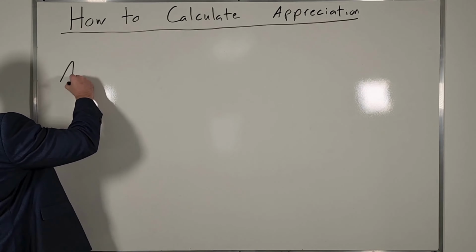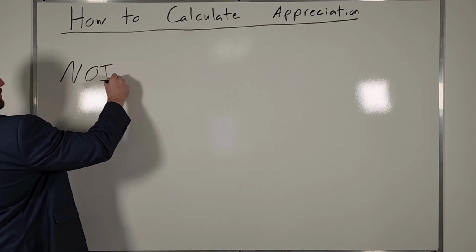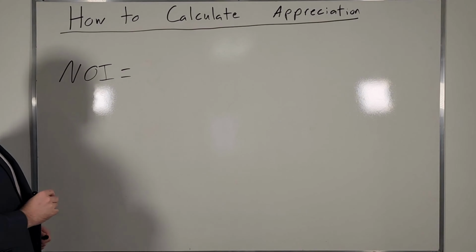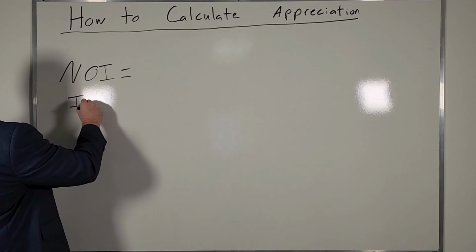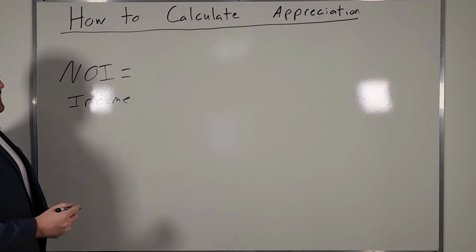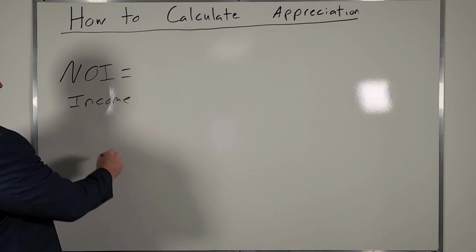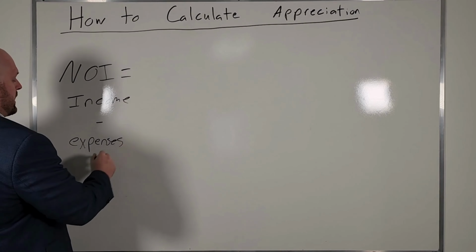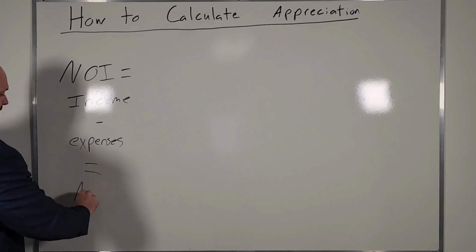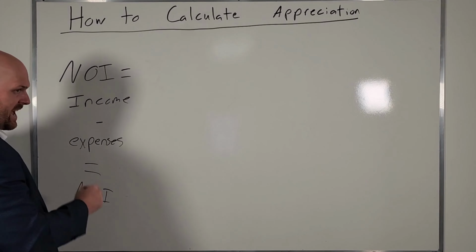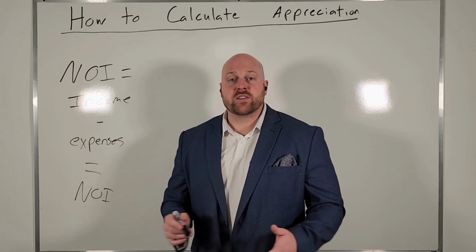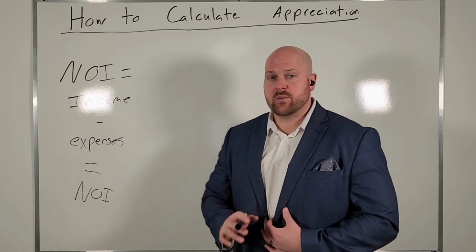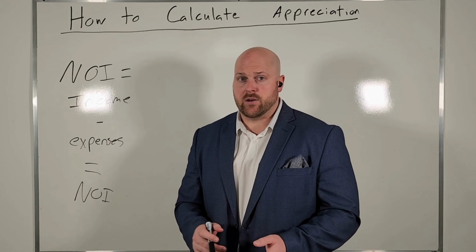Okay, so NOI. And this literally equates to all of your income, right? So here's your income property, your rents obviously, minus all of your expenses, okay? And then what's left over is that NOI, the net operating income. Now that you understand the NOI, this is going to be the basis that everything is calculated around. Let's go through it.